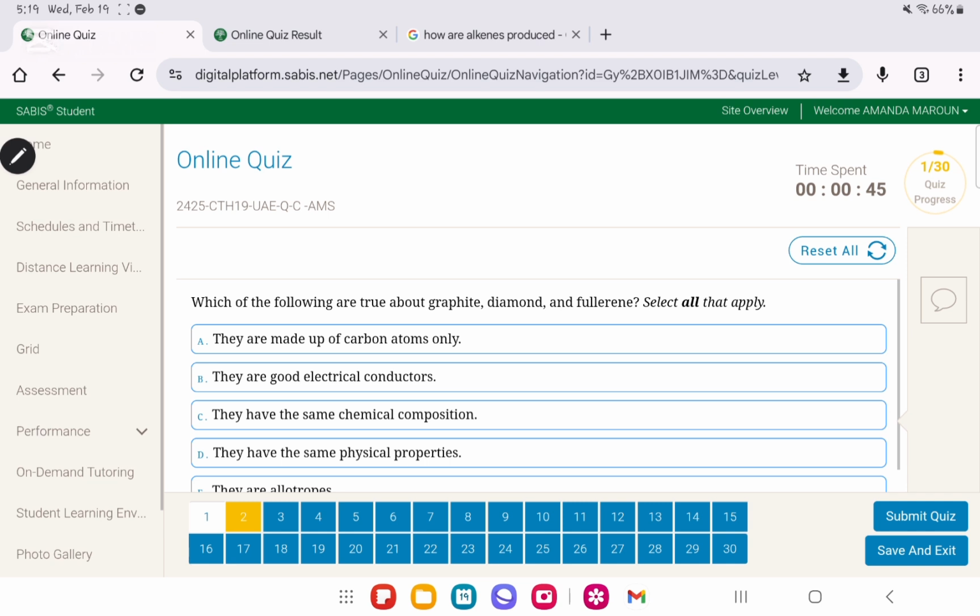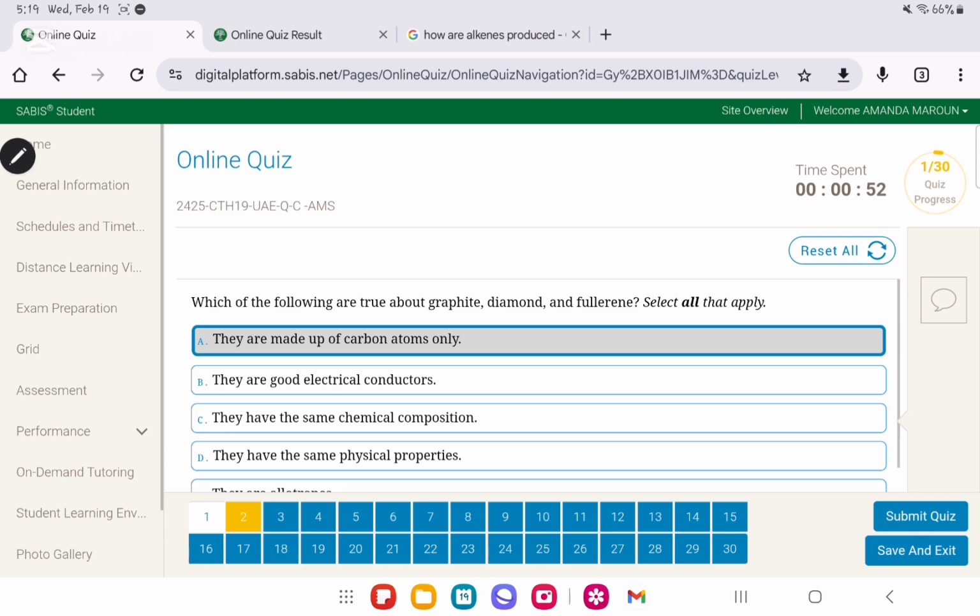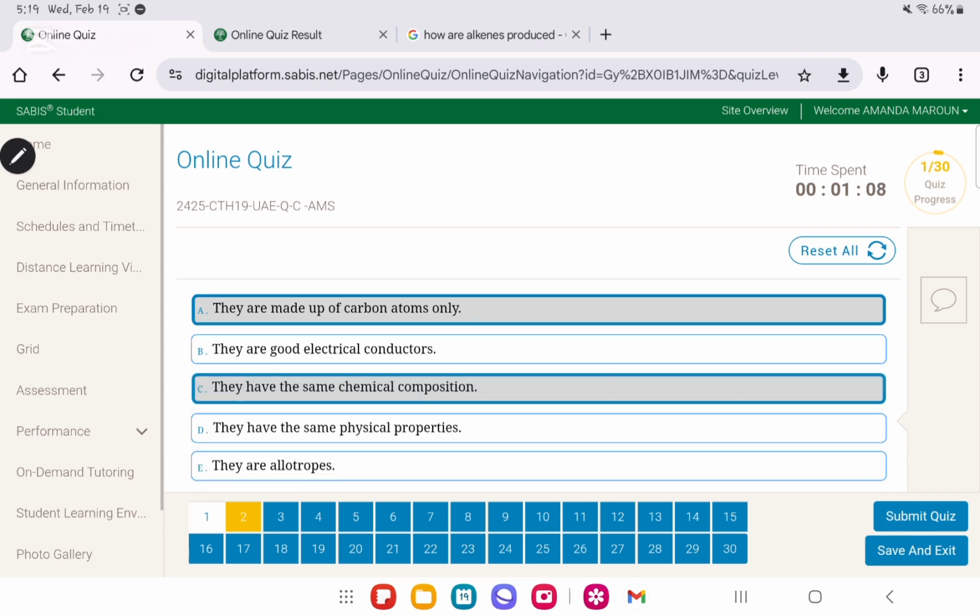They said, which of the following are true about graphite, diamond, and fluorine? We know that these three are only made up of carbon atoms only. Now, the only electrical conductor out of the three of them is graphite, so definitely you cannot choose this. They have the same chemical composition for sure because they're only made out of carbons, but even if they have the same chemical compositions, they do not have the same physical properties.